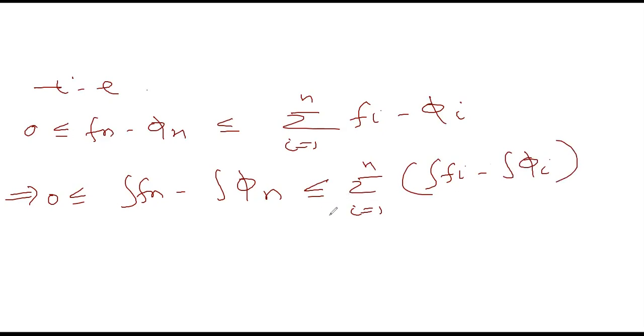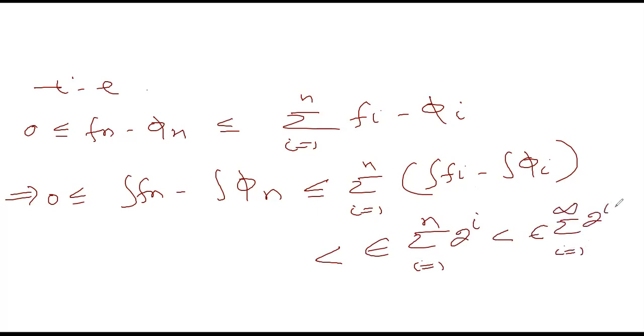This difference is less than the sum over i from 1 to n of the integral of f1 minus phi 1, the integral of f2 minus phi 2, and so on. Each term is less than epsilon times 2 power minus i, so the sum is strictly less than epsilon times the infinite series, i runs from 1 to infinity, of 2 power minus i, which is equal to epsilon because that series is equal to 1.